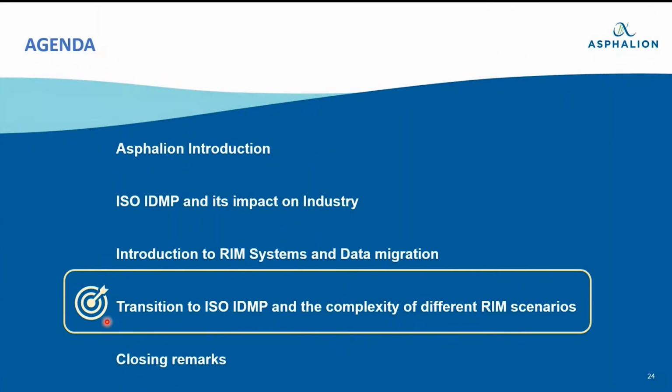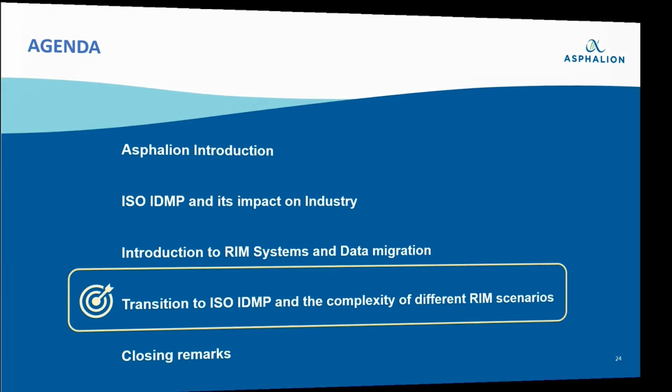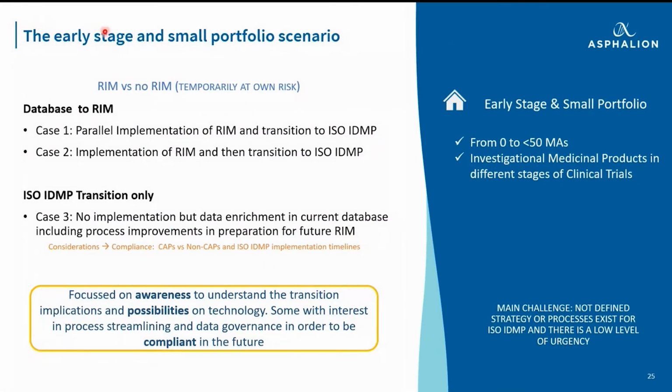So if we focus now on this transition to ISO IDMP, and what that complexity is for the different scenarios of RIMs, we can divide this complexity by the stages of the industry or the portfolio size, for example. If we look at the early stage or the small portfolio scenario, this will be 0 to less than 50 marketing authorizations or investigational medicinal products in different stages of clinical trials and no MA yet available.